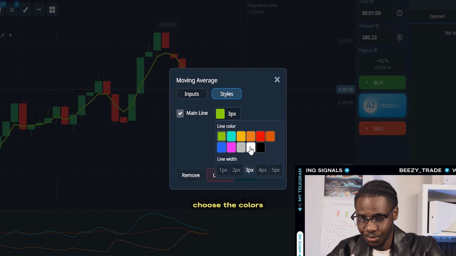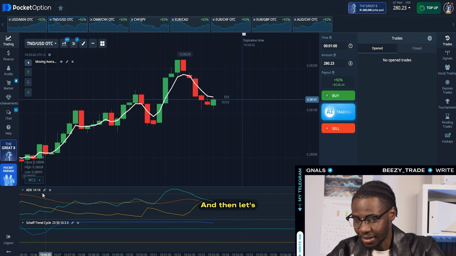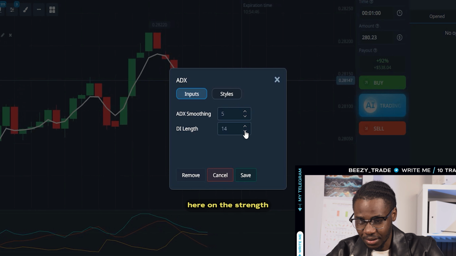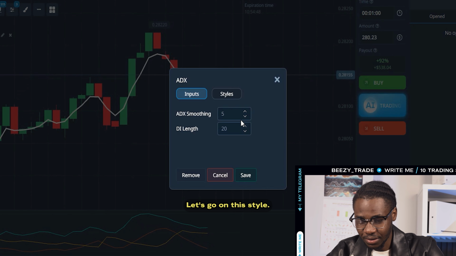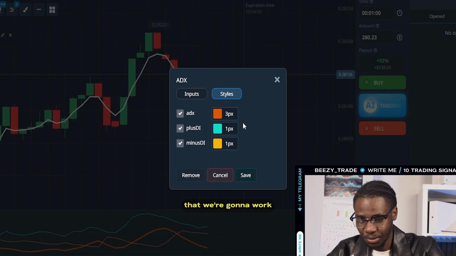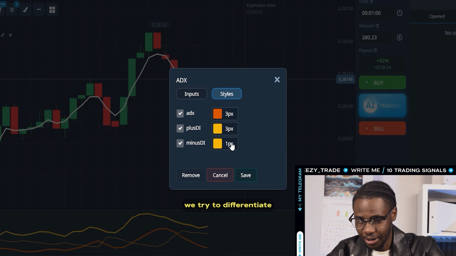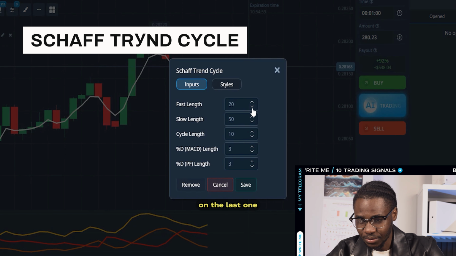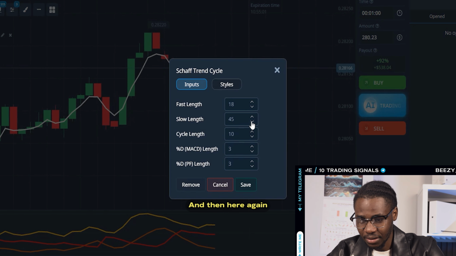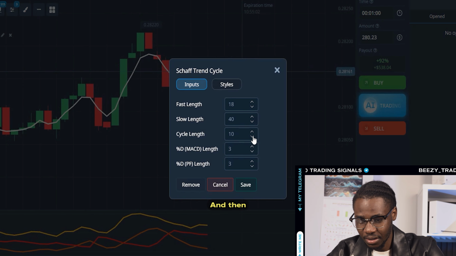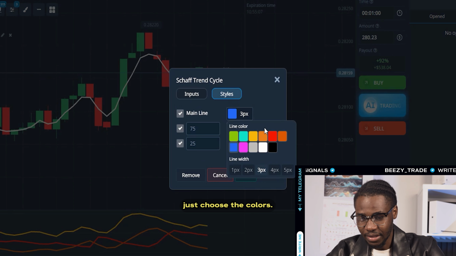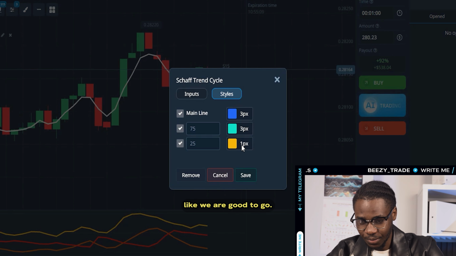Let's just choose the colors for today, and then let's go into the ADX, and here on the strength we put 20. Let's go on the star, and then we put the colors that we're gonna work with today. At least we try to differentiate the colors from the other indicator. Here on the last one, the sharp trend circle, again we increase the length, so this is how it's gonna be. And then let's just choose the colors, then I'm sure we are good to go.